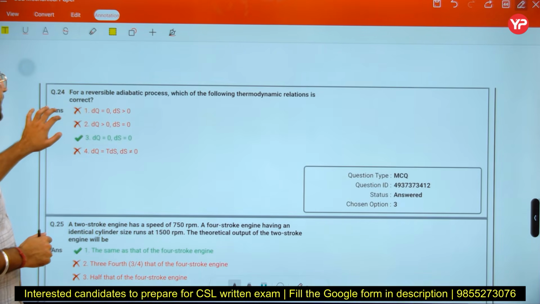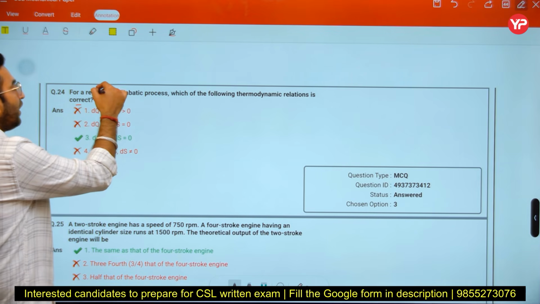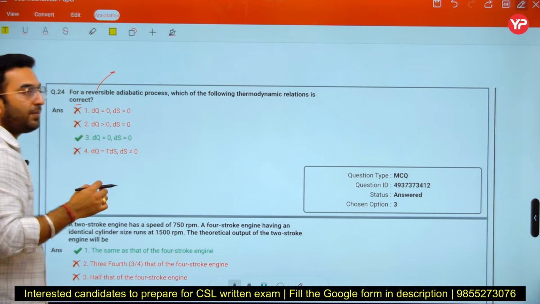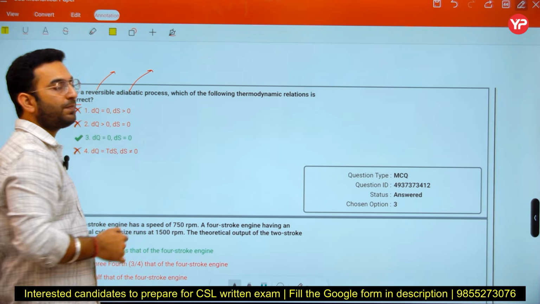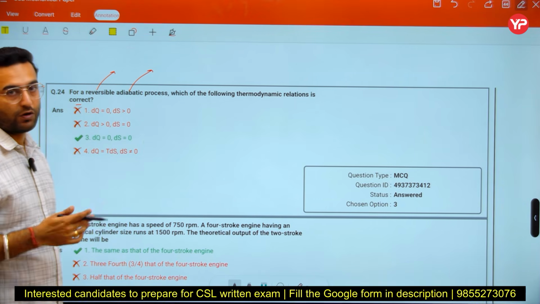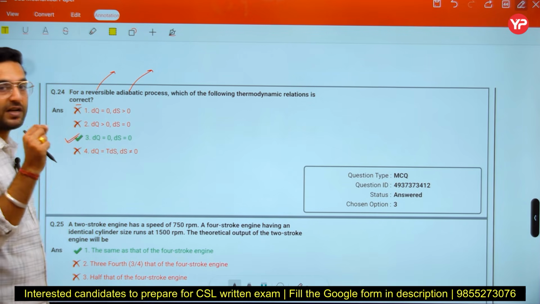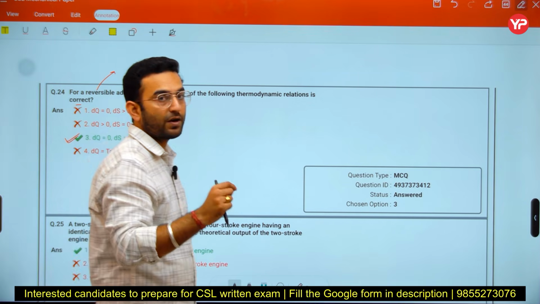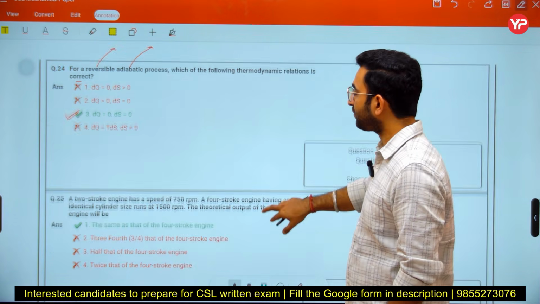Next part, for a reversible adiabatic process, which of the following thermodynamic relation is correct here? If a process is reversible, that simply means the change in entropy is going to be 0. If the process is adiabatic, we can simply say the heat transfer is going to be 0. So in this case, we know that in the case of reversible adiabatic process, which is an isentropic process, change in entropy is going to be 0. So dq is equal to 0 and the ds will be 0 there.